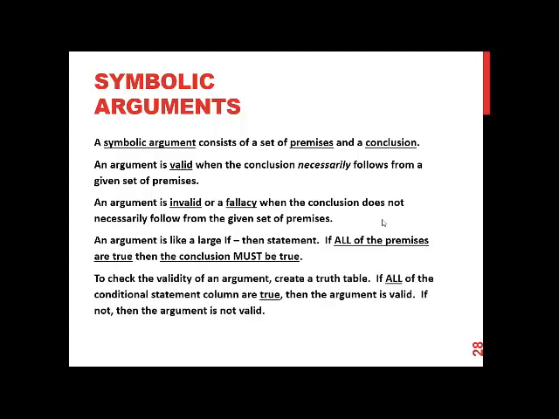So to check the validity of an argument, we're going to create a truth table. We're going to give columns to all of the premises, and then we'll say that if all of the final conditional statement columns are true, then the argument is valid. If not, it is invalid.